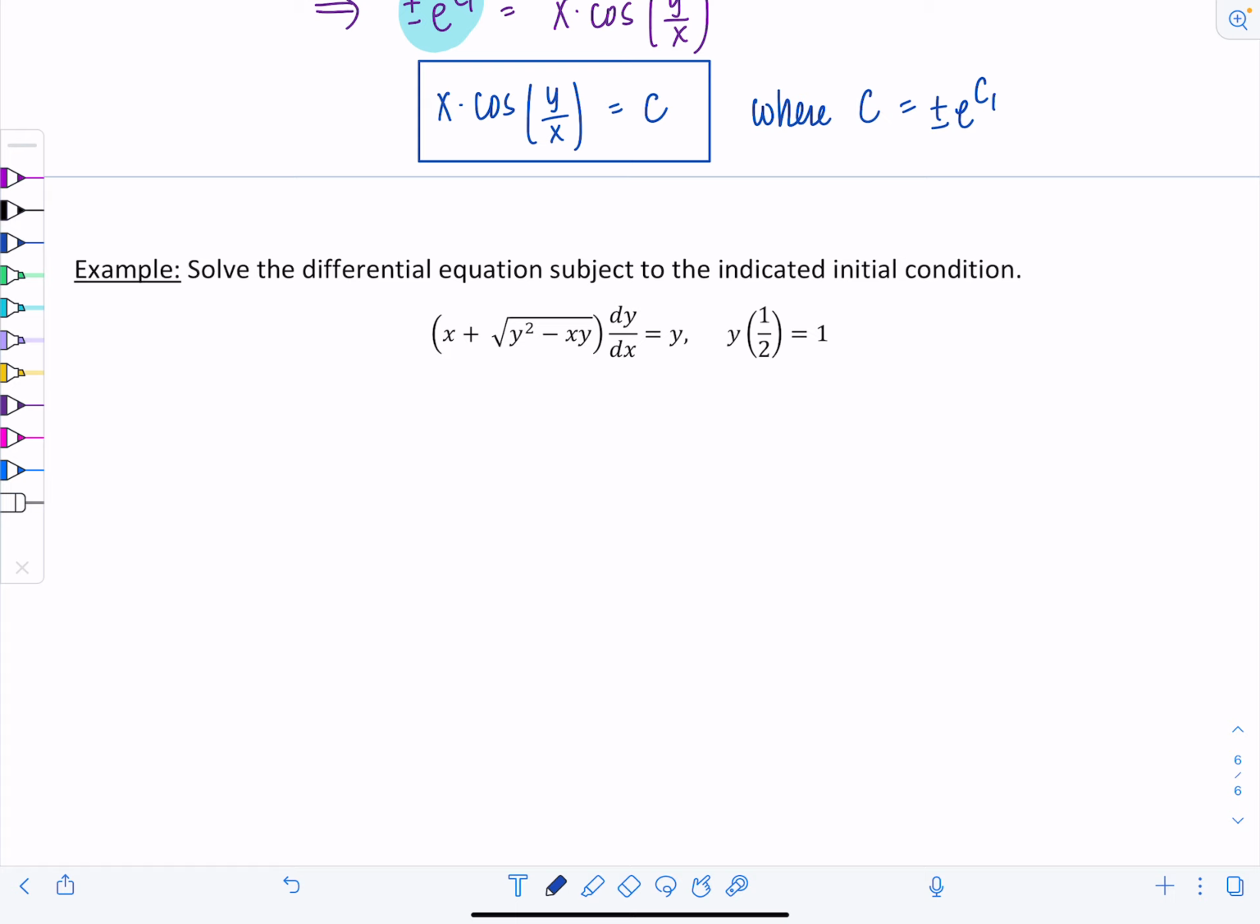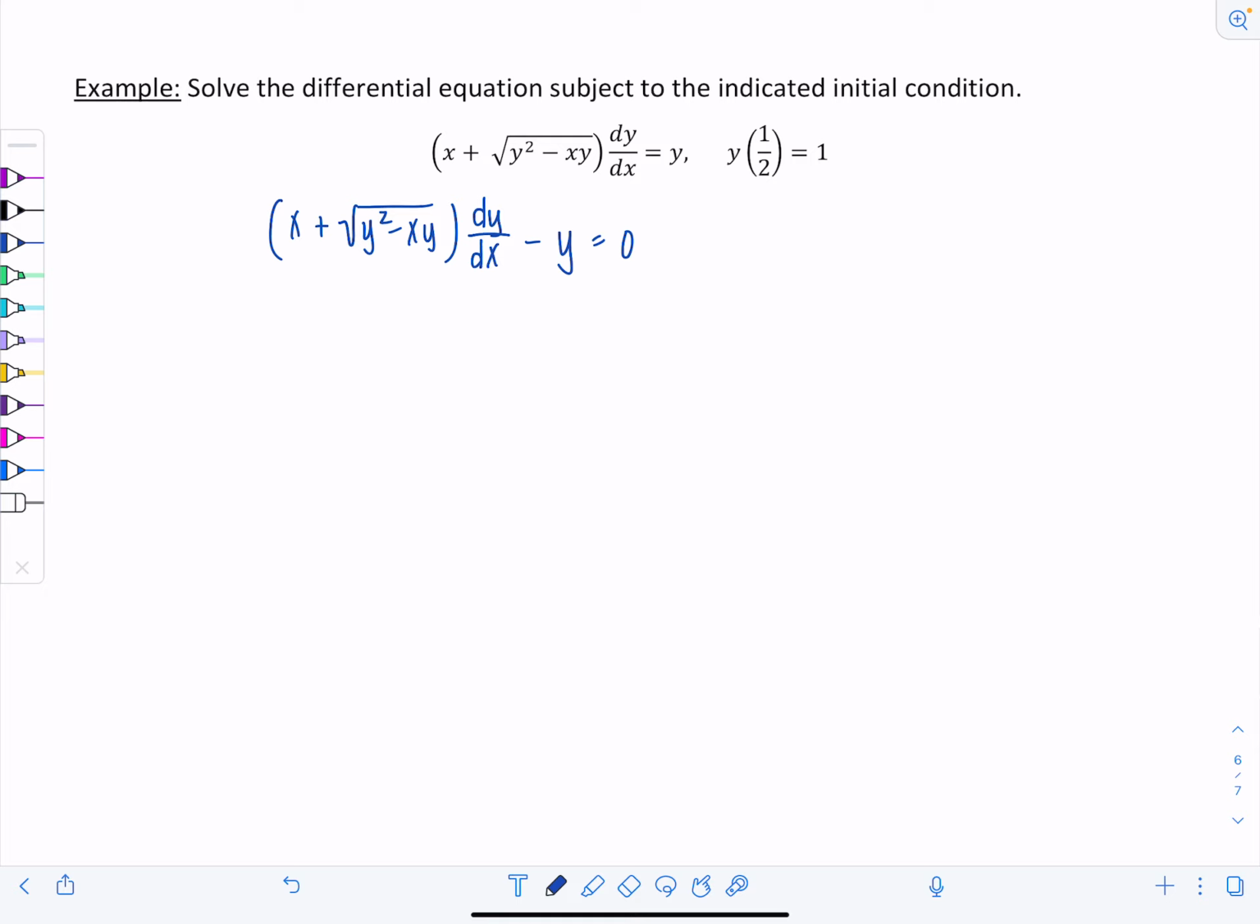So I'm going to subtract y to the left-hand side, okay? And we have dy over dx minus y equals 0. And go ahead, just multiply everything through by dx. So separate that differential, okay? We have x plus rad y squared minus xy dy minus y dx equals 0.